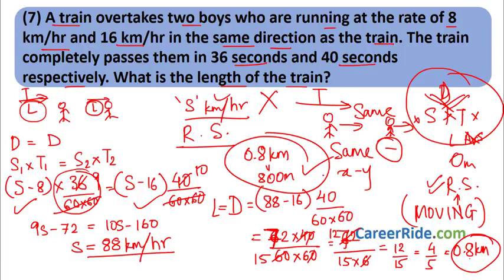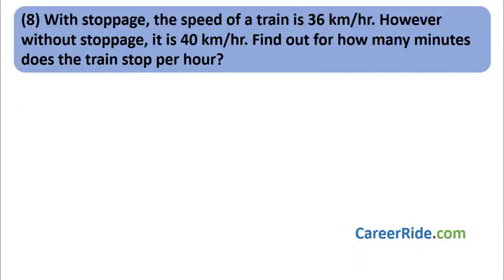Moving to the next question, question number 8. With stoppage, the speed of the train is 36 kilometers per hour. However, without stoppage, it is 40 kilometers per hour. Find out how many minutes the train stops per hour. Now again, this is very easy and can be solved by common logic.